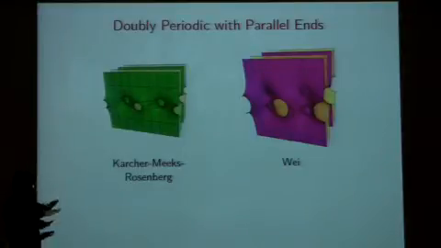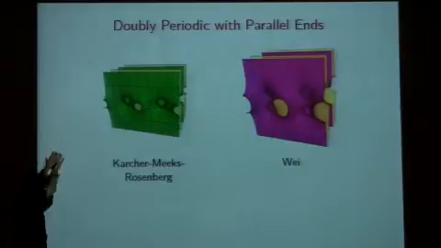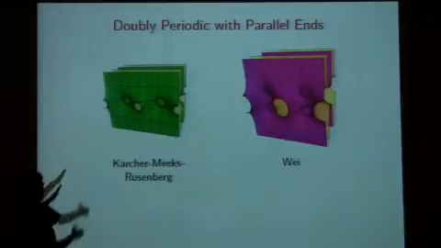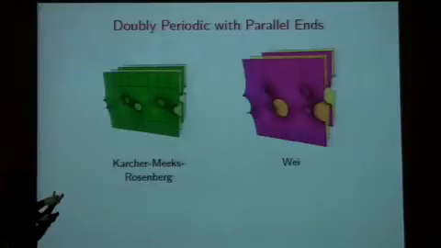Now these guys are of a totally different nature. They come with half planar or annular ends going down and up, so all ends are parallel to each other. And to the left, you see the first examples that were found by Karcher and Meeks and Rosenberg independently around 1993, I think. And you can just think about these as being planes stuck together again using catenoidal necks.